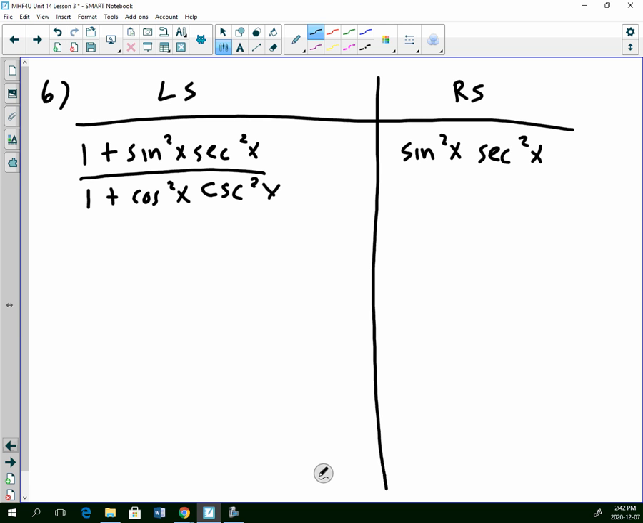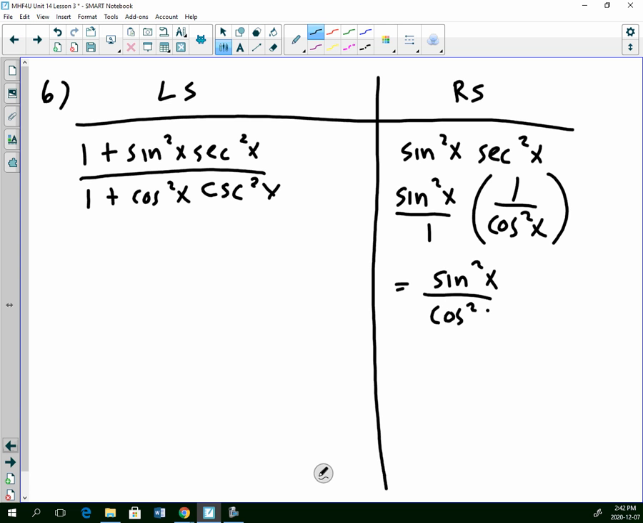Okay, so on the right, we have secant. So I'm going to change that to 1 over cosine. And then what can I do to simplify? Well, I can just multiply them together. Okay, easy peasy. So that's fine.